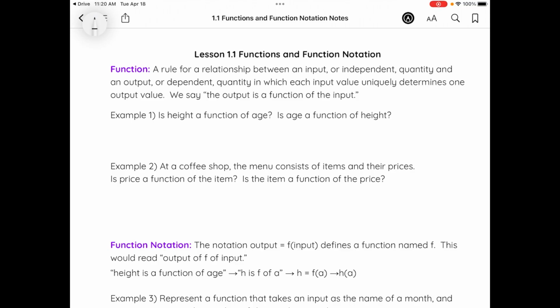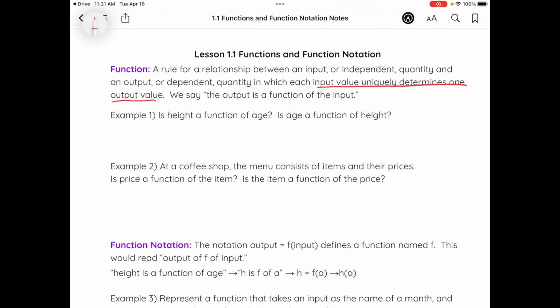Our first lesson today is going to discuss functions and function notation. A rule defining functions is the relationship between an input or independent quantity and its output, a dependent quantity, in which each input uniquely determines one output. And I think this is the most important portion, where we say each input determines exactly one output value. We say the output is a function of the input.